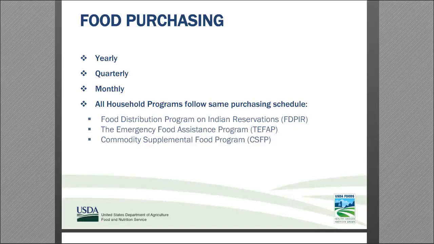I'd like to give a background of our ordering processes to begin. So in Household Operations Branch, we purchase all of our food the same way on the same schedule. And that's for FDPIR, for the Emergency Food Assistance Program, and the Commodity Supplemental Food Program. The three main ways that we purchase foods are annually or yearly, quarterly, and monthly.